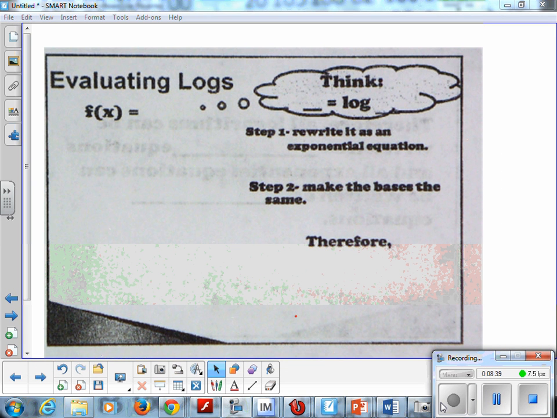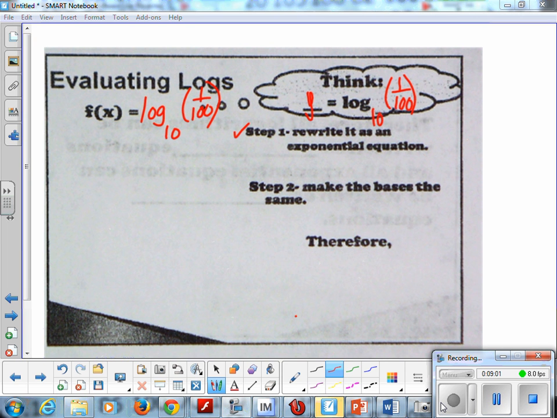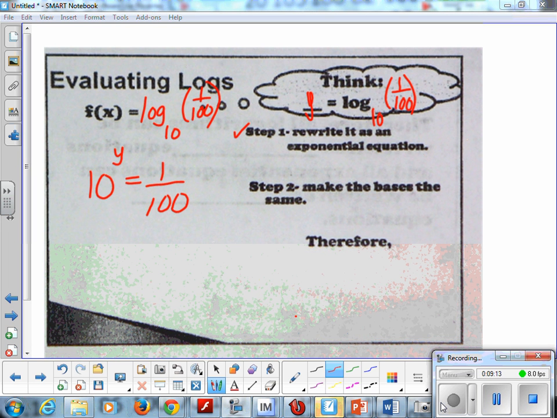This next example has a fraction in it, but don't let it worry you. You have log base 10 of 1 over 100. So you're going to rewrite it as y equals log base 10 of 1 over 100. You should be thinking right now of how to rewrite it as an exponential function. What is your base? 10. So you're going to have 10 to the power of y is equal to 1 over 100. Is it possible to make these have the same base, 10 and 100? Yes.